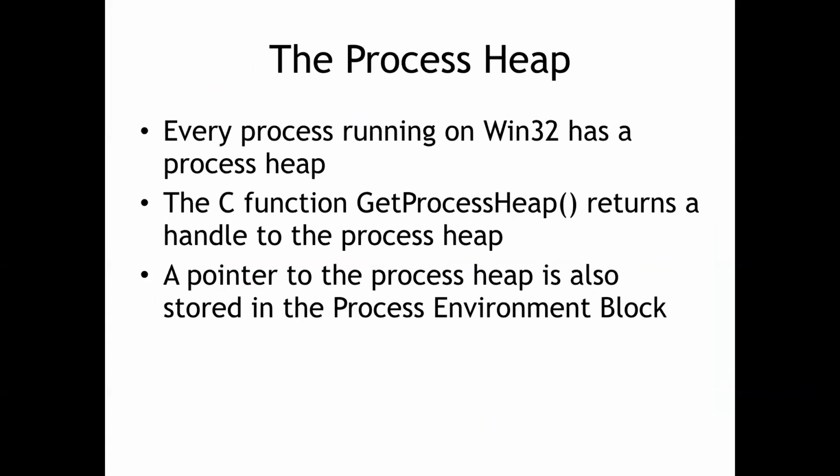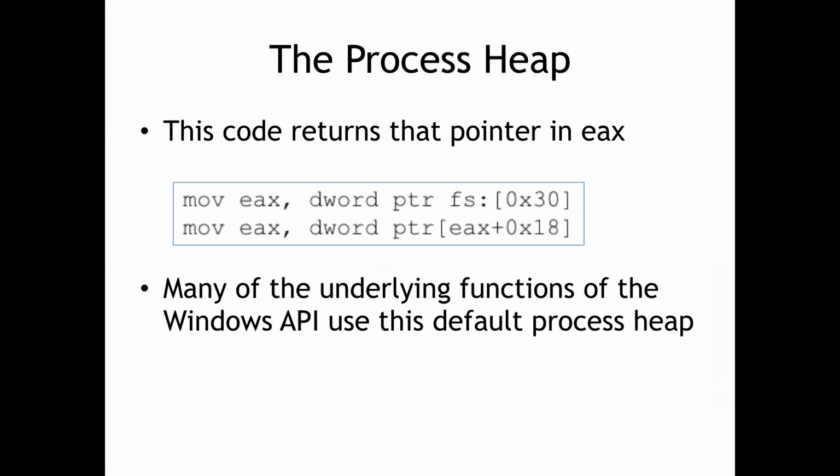Each process has a process heap, and you can run this C API call, GetProcessHeap, which will give you a handle to your process heap. It's also stored in the process environment block. So here's the assembly language that will get it. It's FS, in this case offset 30, off the FS pointer, and that tells you where the heap is.